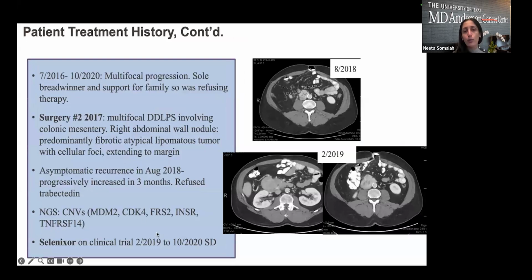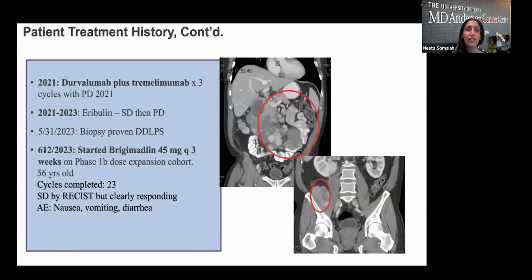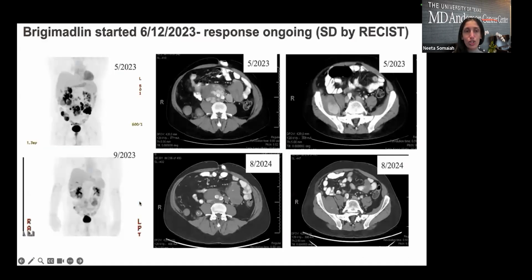He recurred, and then I've treated him with many different therapies, trying to give him access to everything. He got one other trial that was run before with selinexor, had some benefit. He got on my immunotherapy trial, but was on it for, again, just 3 months. Had eribulin and got a good response with eribulin. And then he started the brigamadilin study. He was on this oral drug, started in June of 2023, and is still currently on this drug.